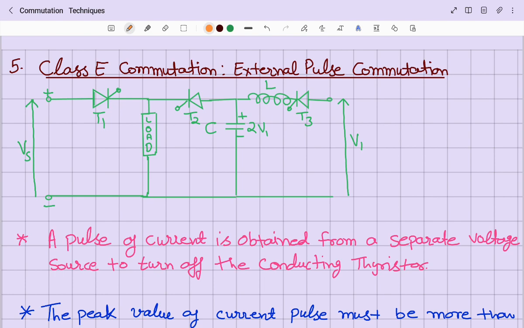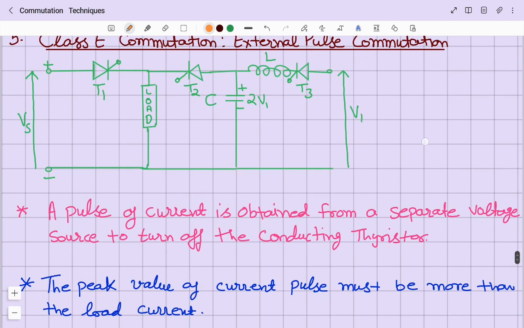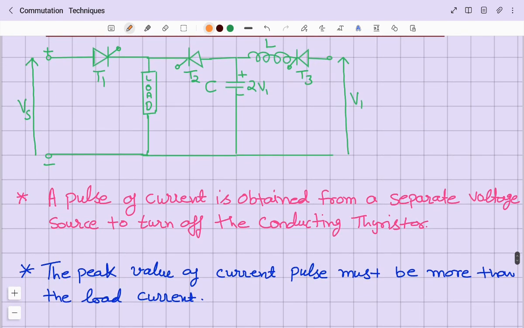How will you generate it? The moment thyristor T3 is triggered, a resonant current flows through inductor L and capacitor C, and capacitor C is charged up to twice V1, where V1 is the supply at the right hand side. Right? So once it is charged up to 2V1, the circuit gets turned off. Now if you want to turn off the thyristor T1, you just trigger thyristor T2. The moment you trigger thyristor T2, the entire twice V1 voltage is applied to thyristor T1.